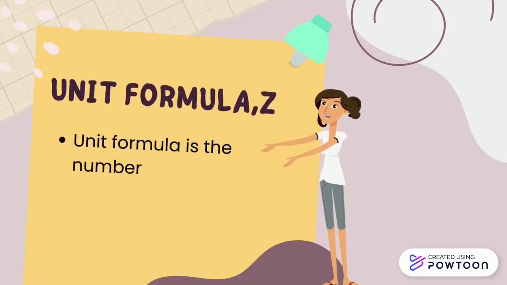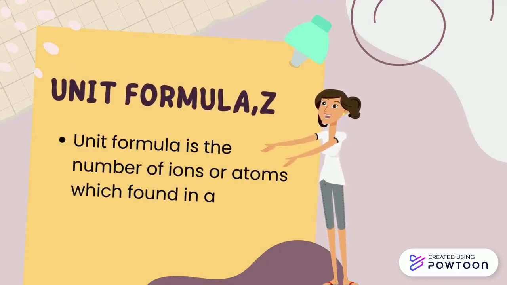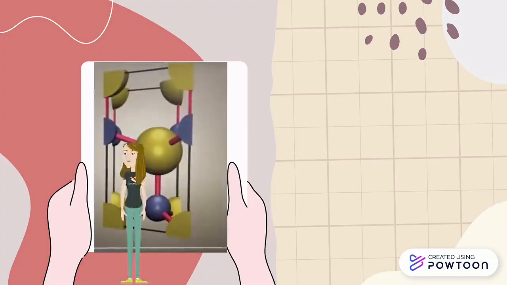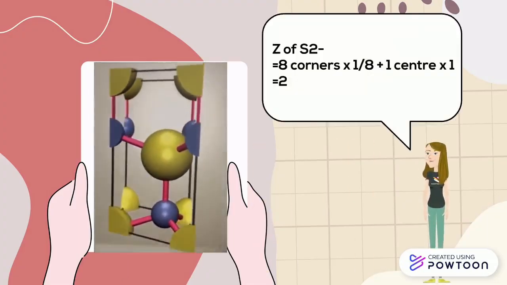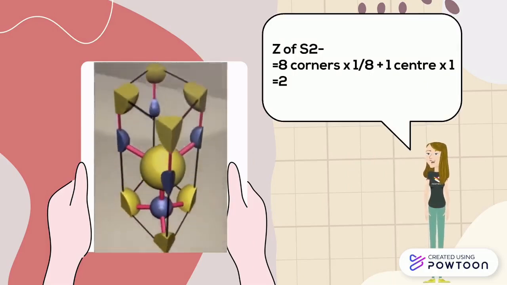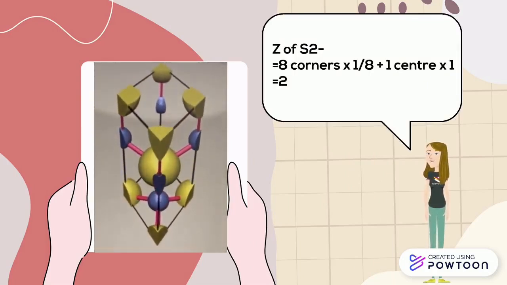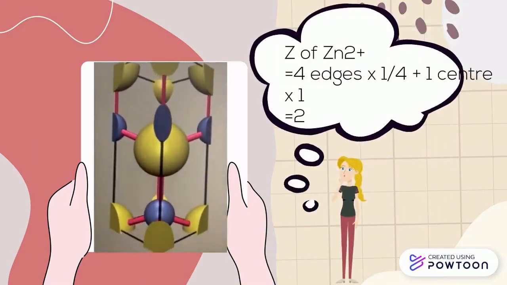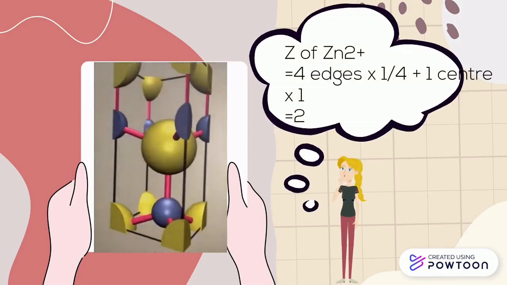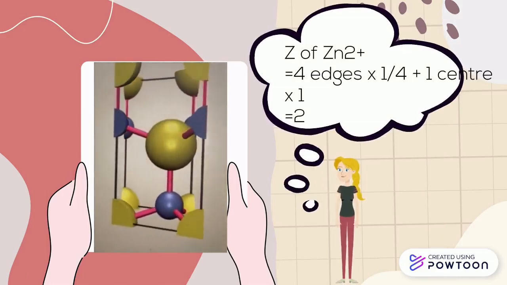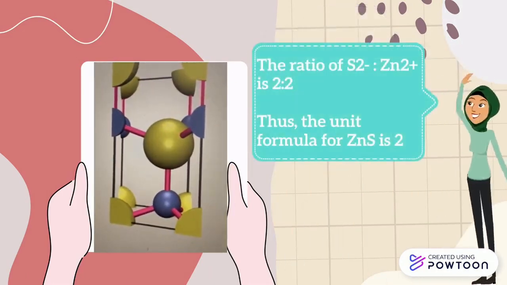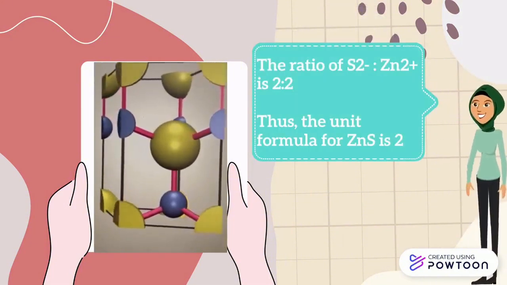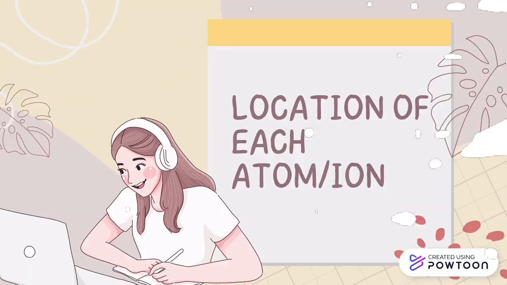Unit formula Z. Unit formula is the number of ions or atoms found in a single unit cell. Now, we'll see how to calculate the unit formula. Z of S2- is 8 corners times 1/8 plus 1 center times 1, equal to 2. Z of Zn2+ is 4 edges times 1/4 plus 1 center times 1, equal to 2. So, the ratio of S2- to Zn2+ is 2 to 2. Thus, the unit formula for Wurtzite is 2.